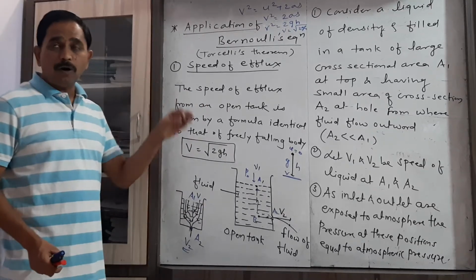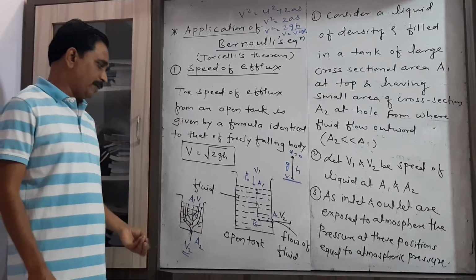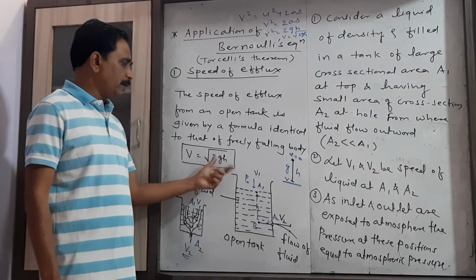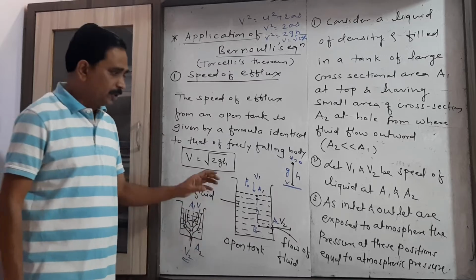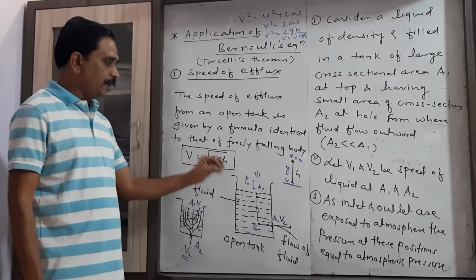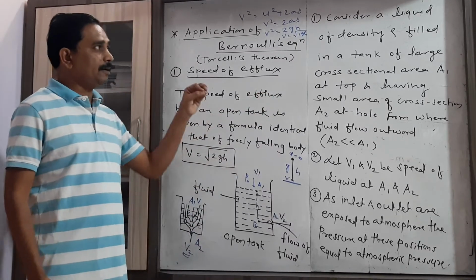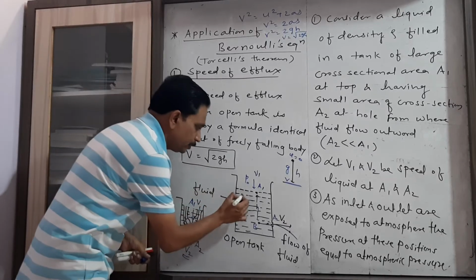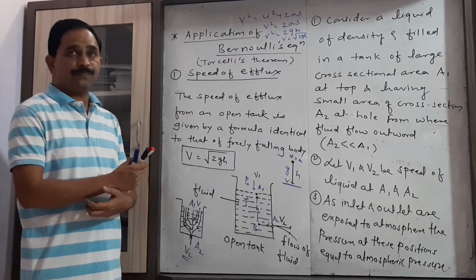Efflux means the flow of a fluid which is coming out. That is the meaning of efflux. Now here, in order to derive this formula, v equal to under root of 2gh, let us consider this figure. We just consider one container in which liquid is taken. Here the first point: consider a liquid of density rho. Whichever liquid is taken, its density is rho.